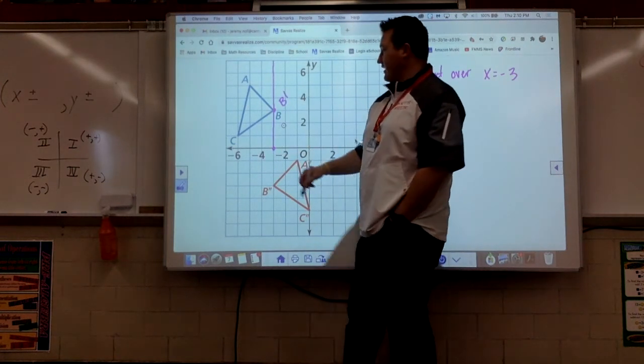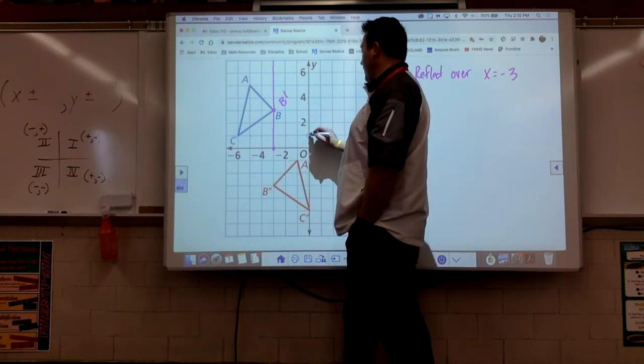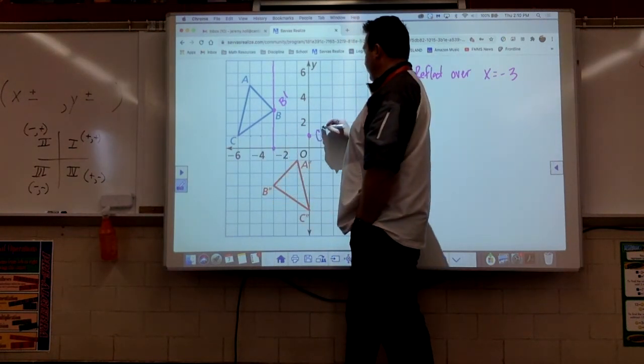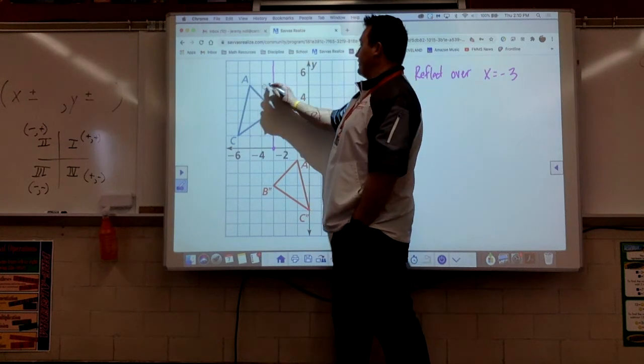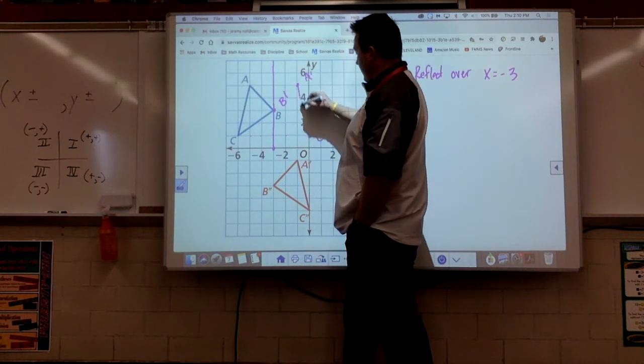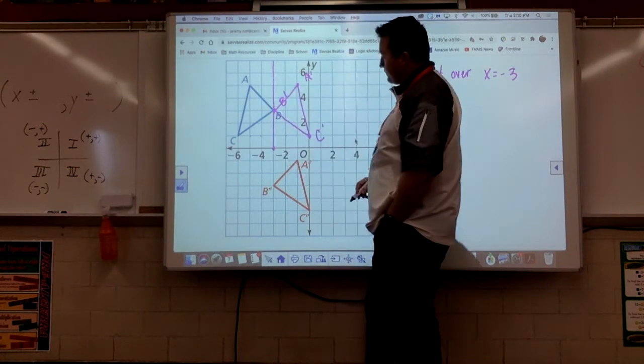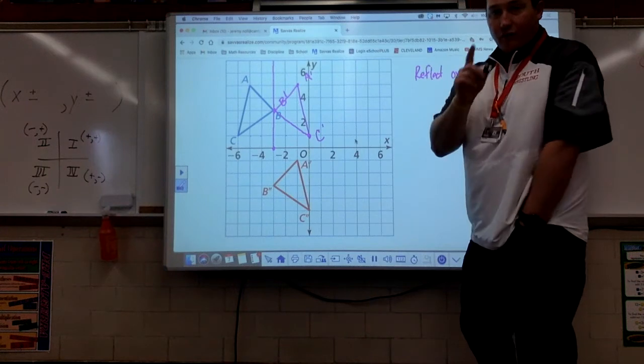Okay? When I do that, B prime stays in the same spot. Good choice. C is going to move 3 away. 1, 2, 3 away right here. Here is C prime. And A is 2 away, so A prime is going to be right there. Okay. Well, this actually worked out well for us, didn't it?